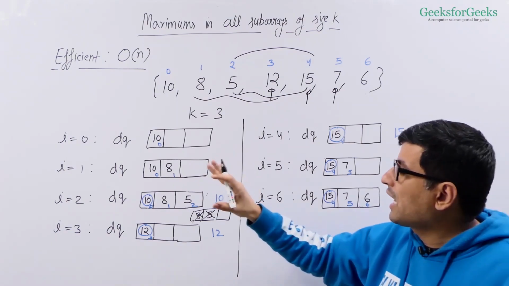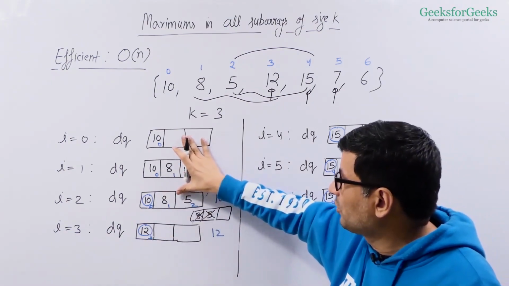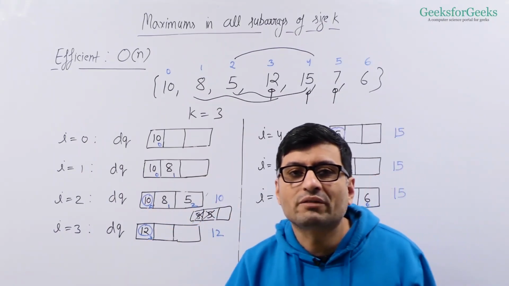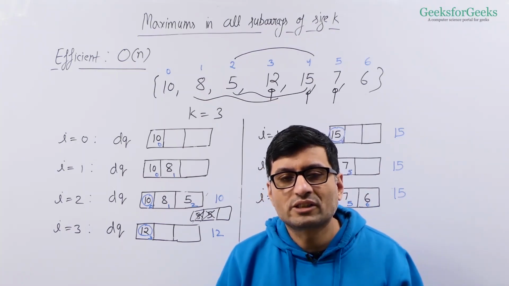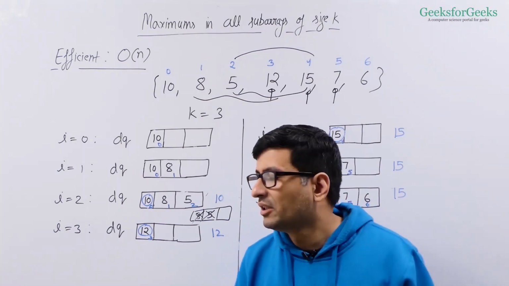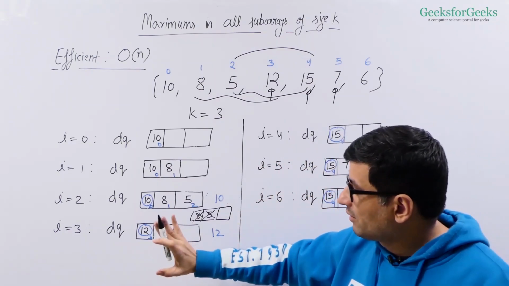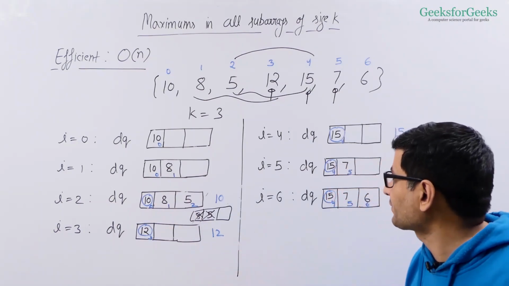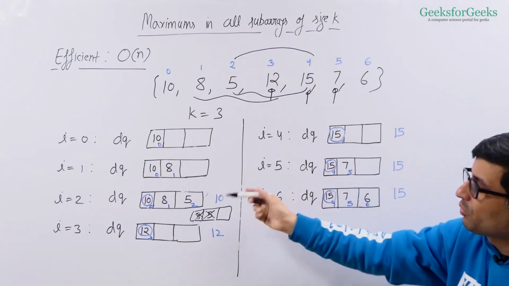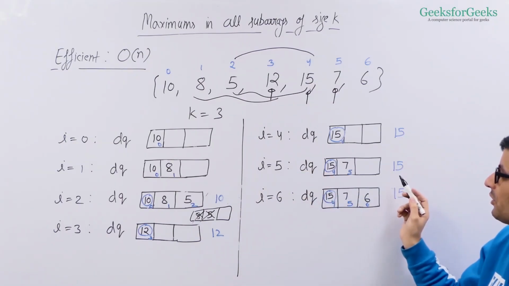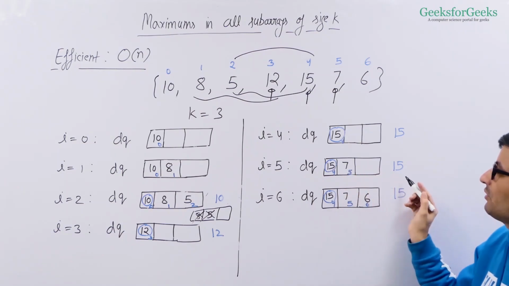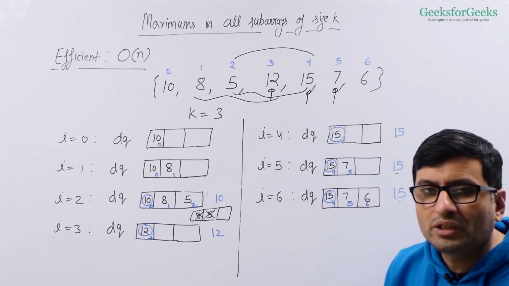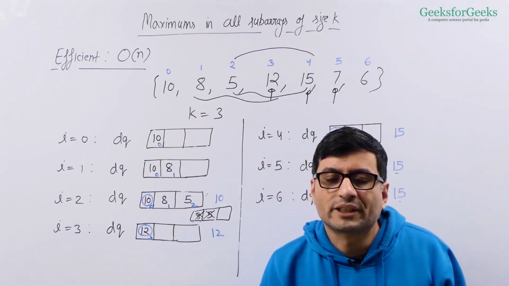And after we have processed the first window, we are going to print the front of the DQ because the front is going to be the maximum. And when we process the remaining windows, after doing the required deletions and insertions, we are going to print the front again every time. So first we print 10, and when we did all the required deletions and then insertion of 12, we printed 12 also. And same for 15. After doing all the required deletions and insertions, we print 15. Same for 7. After processing 7, we print 15, the front of the queue. After processing 6, we print 15. So that's how we print maximums of all subarrays of size k.